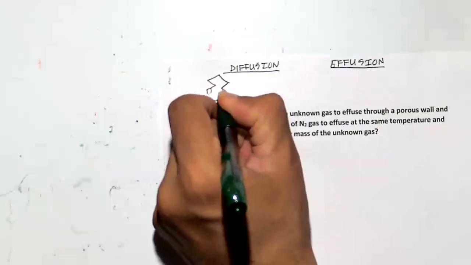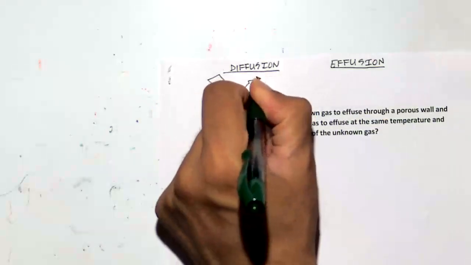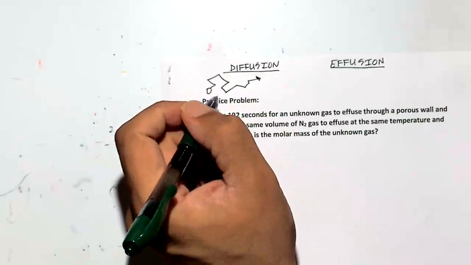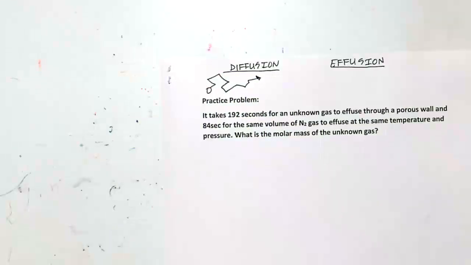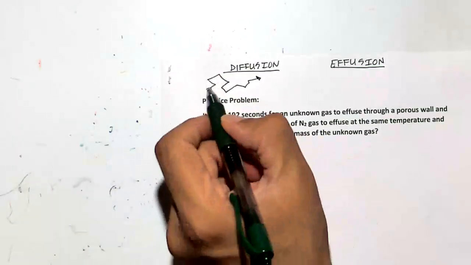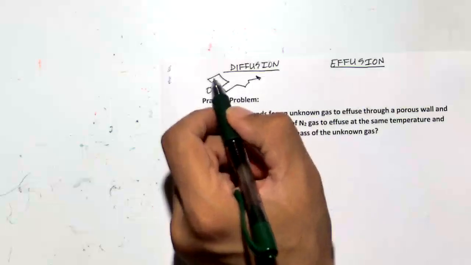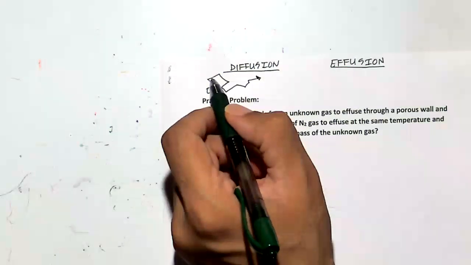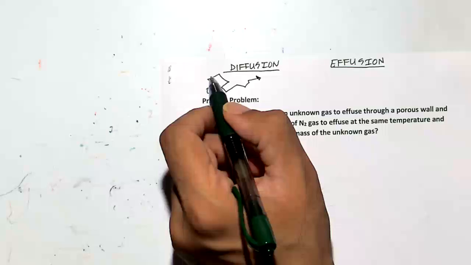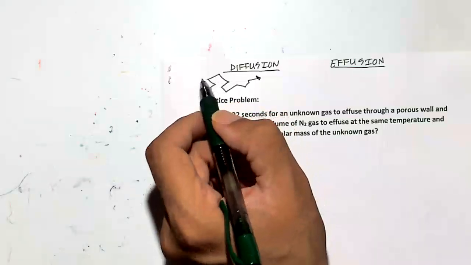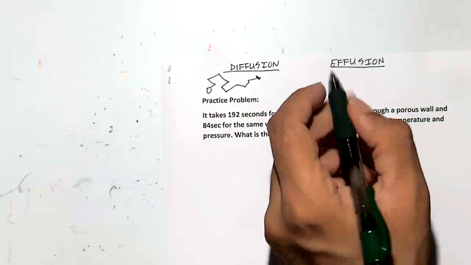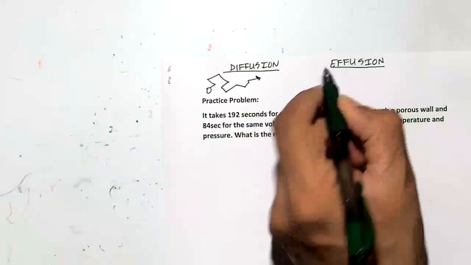So diffusion is kind of like this. This kind of zombie-like moving of the gas molecule. What causes it to change direction? A collision between another gas molecule or a collision with the side of the container. Now effusion is a little different.